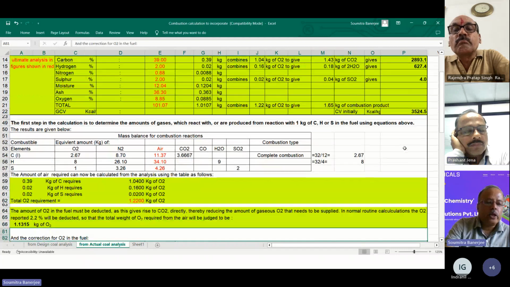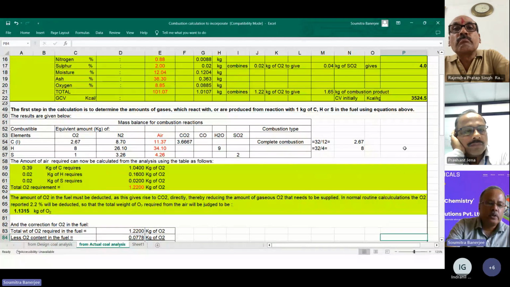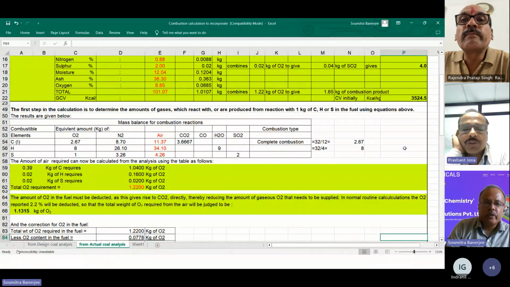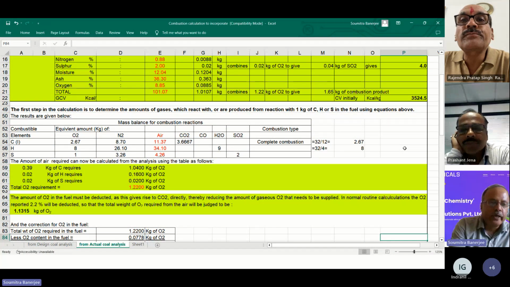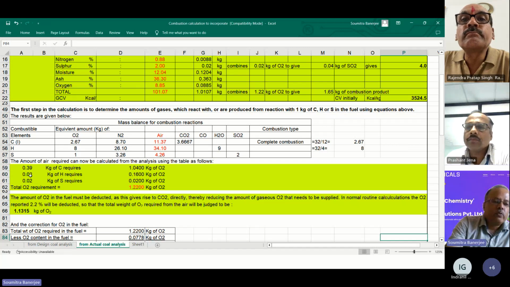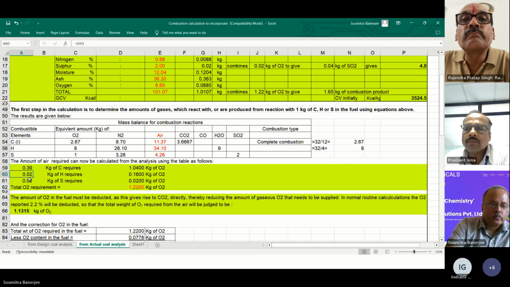Now, the amount of air required would be calculated from this. Sir, you may ask any question anytime. Okay, sure, there is no hindrance anywhere. So the amount of air which is required for this combustion is calculated from here. From this table, we have taken it. So the amount of air required can now be calculated from the analysis in the table as follows.